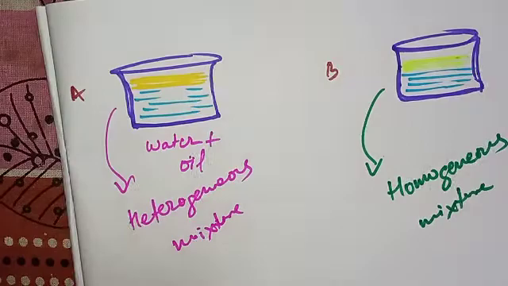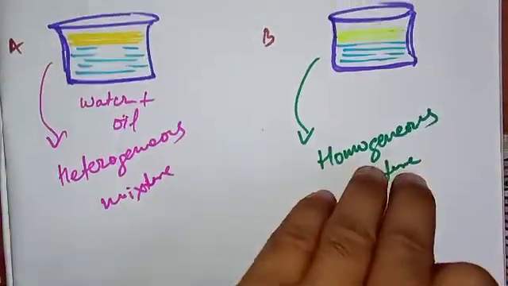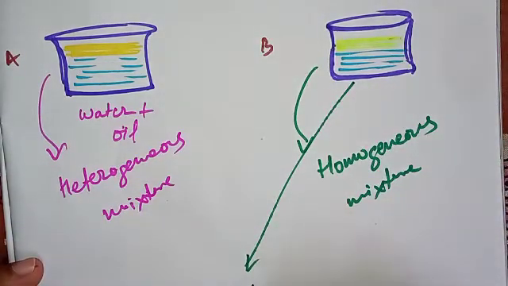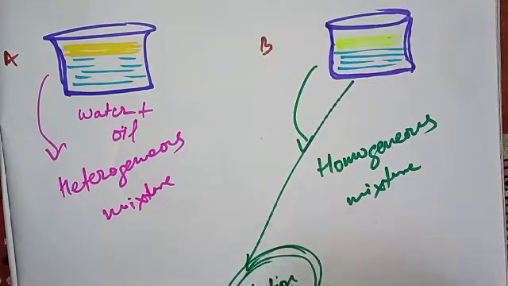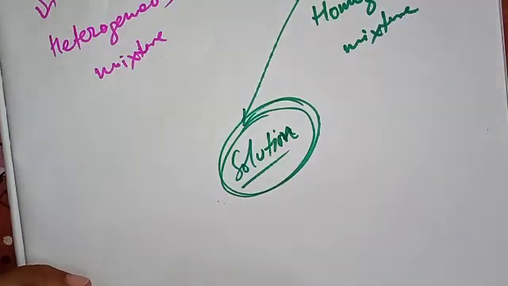So which one is a solution over here? Both of these examples are mixtures, but which one of these is a solution? Definitely this one will be a solution. Why? I told you the definition of solution: a solution is always a mixture that is homogeneous in nature. A heterogeneous mixture cannot be a solution anyways.